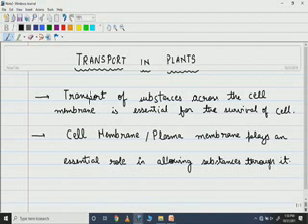Next we will study the means of transport, right. So let's take a look at the means of transport. Okay.